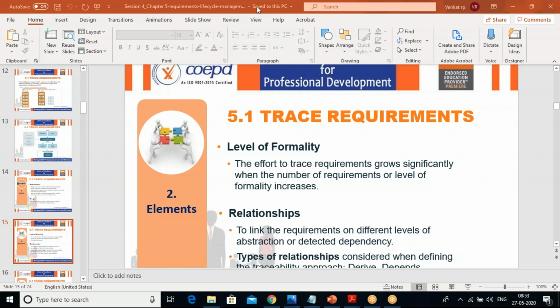That means a relationship between two requirements, used when a requirement depends on another requirement. Types of dependencies: is it necessity or effort? Necessity means if one is implemented, the other should also be implemented to get the value out of it. Okay, so that is necessity.